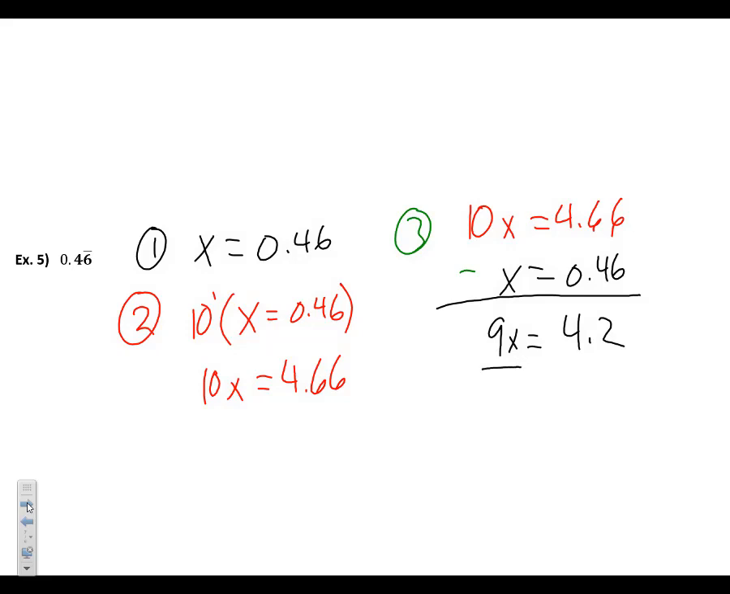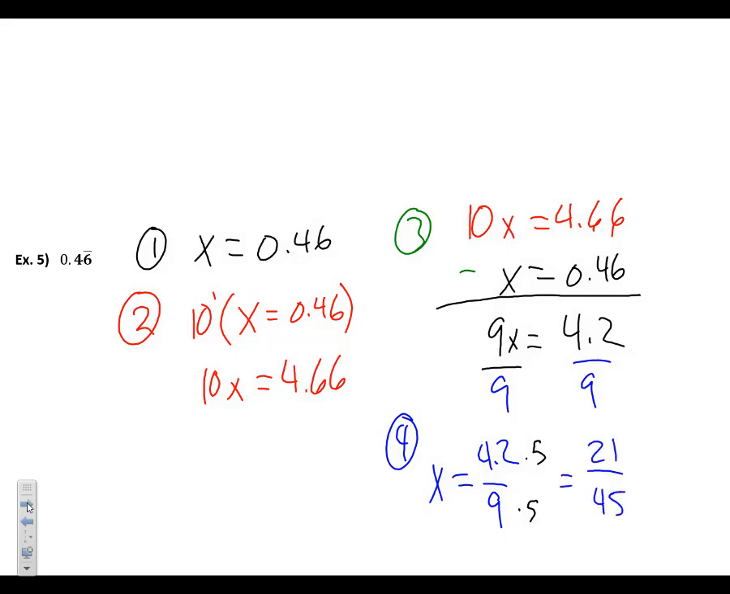Now we're going to divide by 9. Oops, I almost forgot. Step 4, divide by 9 to solve for x. So x equals 4.2 over 9. Ladies and gentlemen, we don't want a decimal in there. It's not going to work for us. So I got to turn 4.2 into a whole number by multiplying it by something and writing an equivalent fraction. Well, I know that 2 times 5 is 10, so I'm actually going to multiply by 5. Multiplying by 5 will give me 21 over 45, because 4.2 times 5 is 21, 9 times 5 is 45.